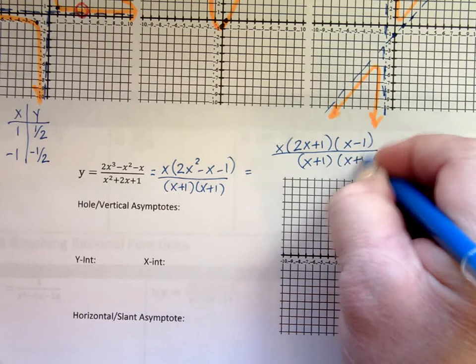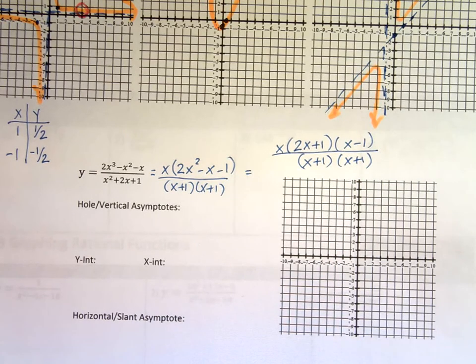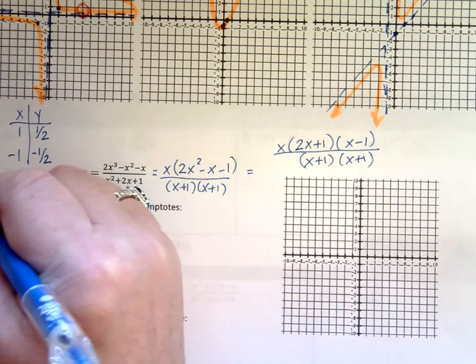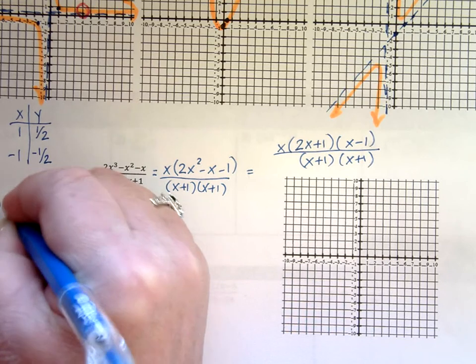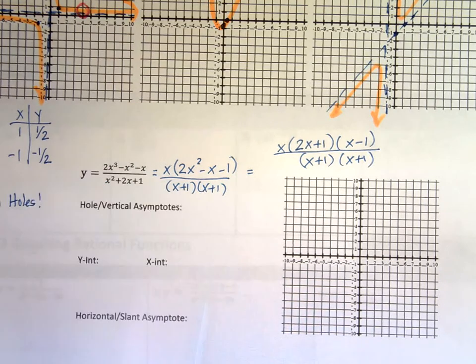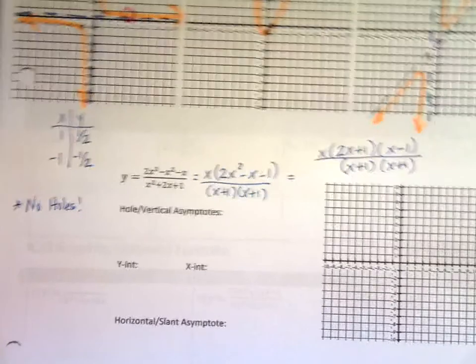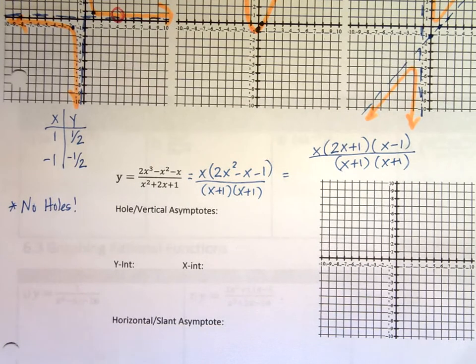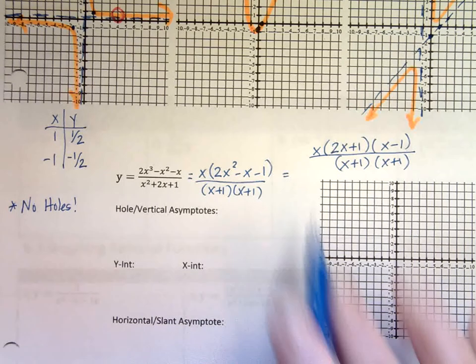And you say, well, that's cool, but nothing cancels. And you're right. So you have no holes. We can, I guess, write ourselves a little note over here. There are no holes. Nothing cancels. And don't think that you just wasted your time by factoring all that stuff, because when you go to find your vertical asymptotes and setting your numerator equal to 0 to find your intercept, all that stuff is going to make your life easier. So you didn't waste your time on that.